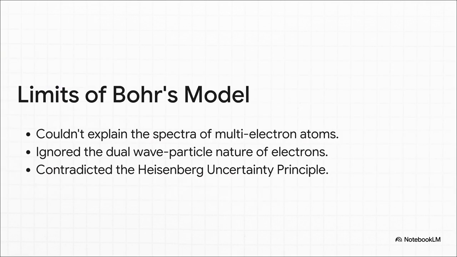Bohr's model was brilliant for hydrogen, the simplest atom there is. The minute you tried it with anything more complicated, the whole thing fell apart. Plus, it clashed with other new weird ideas popping up, like the Heisenberg uncertainty principle, which says you can never know exactly where an electron is and where it's going at the same time. Bohr's model was a crucial step, for sure, but it wasn't the final answer.